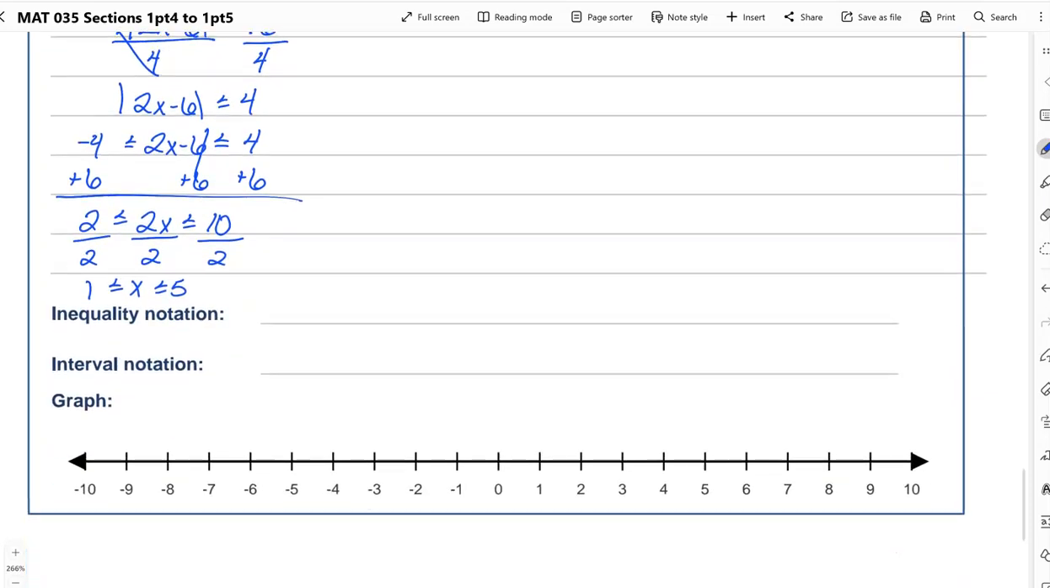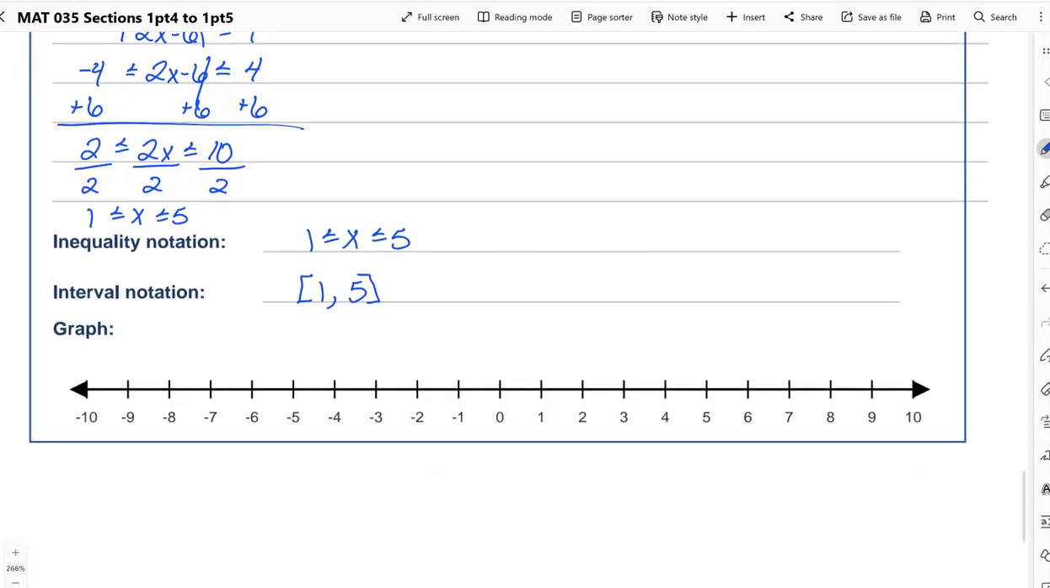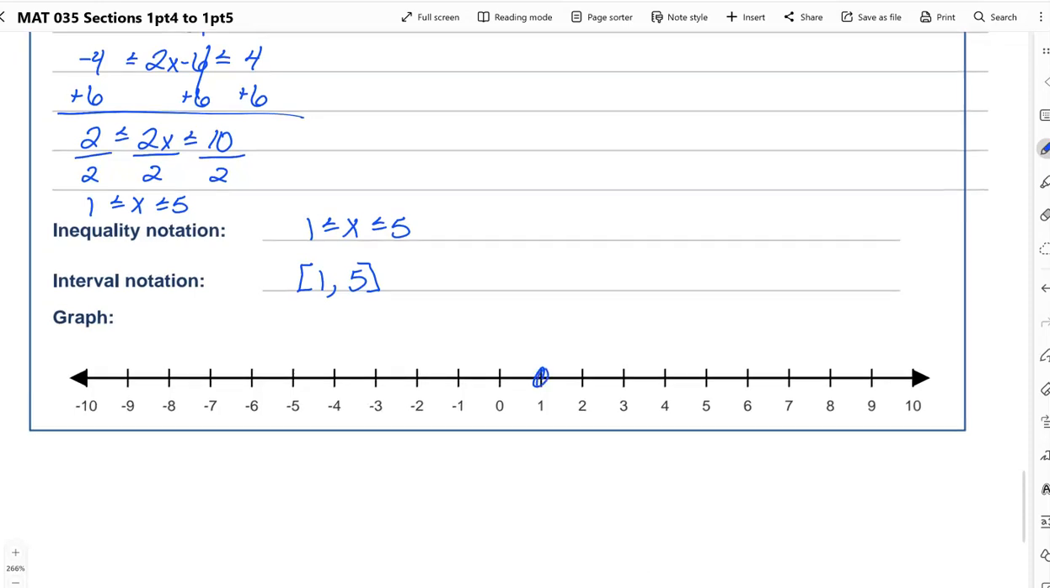So that's my inequality notation: 1 less than or equal to x is less than or equal to 5. Interval notation is going to be a bracket on the 1 and the 5. And then we're going to have a closed circle at 1, closed circle at 5, and we're going to shade in between.